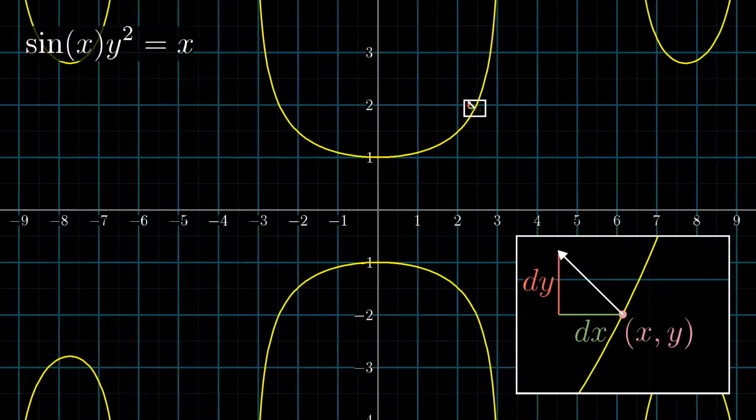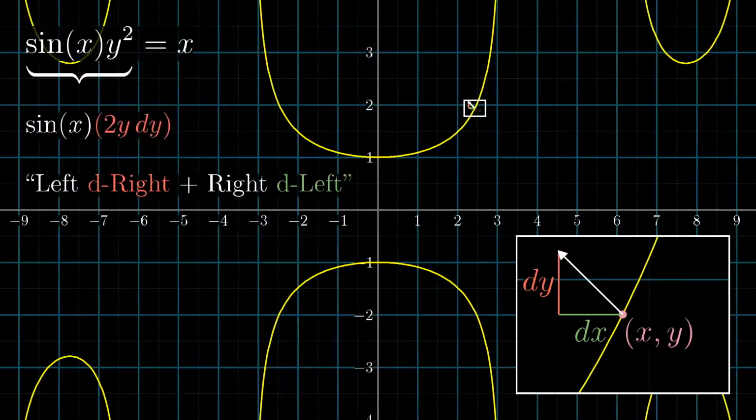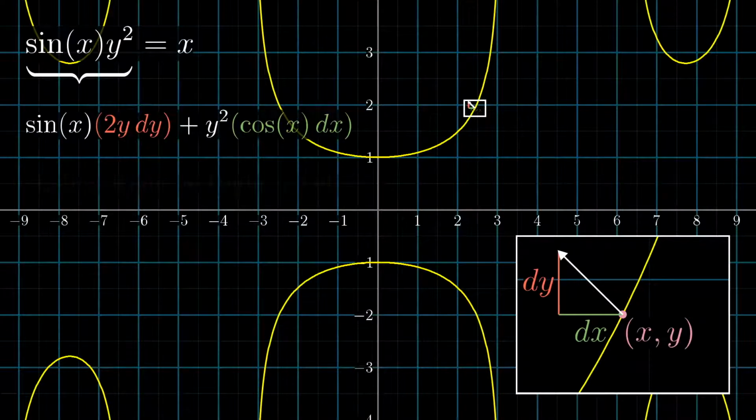Taking the derivative of each side of this equation is going to tell us how much the value of that side changes during the step. On the left side, the product rule that we talked through last video tells us that this should be left d right plus right d left. That is, sine of x times the change to y squared, which is 2y times dy, plus y squared times the change to sine of x, which is cosine of x times dx. The right side is simply x, so the size of a change to that value is exactly dx, right?